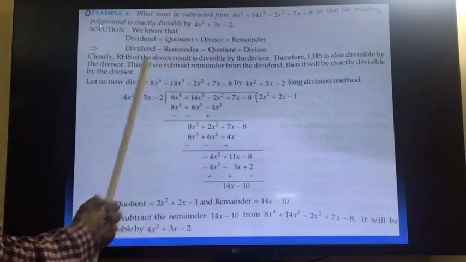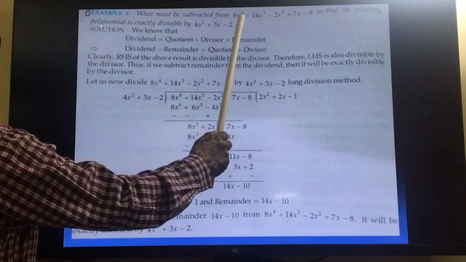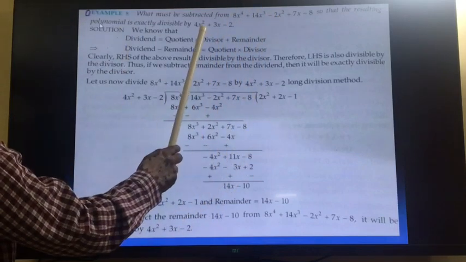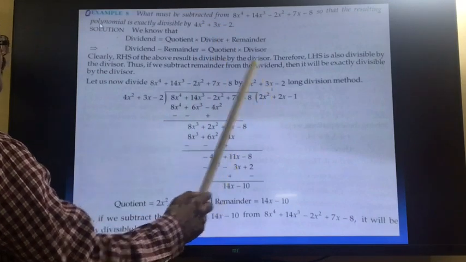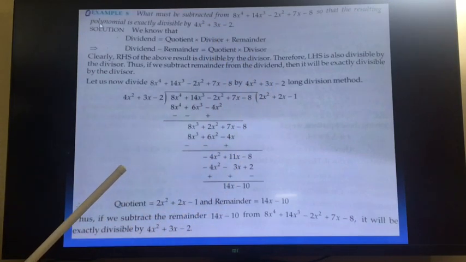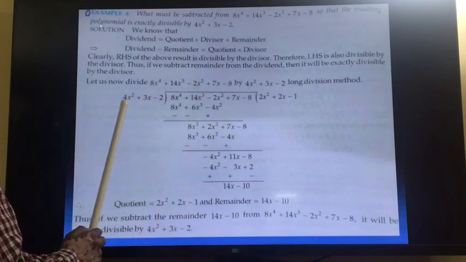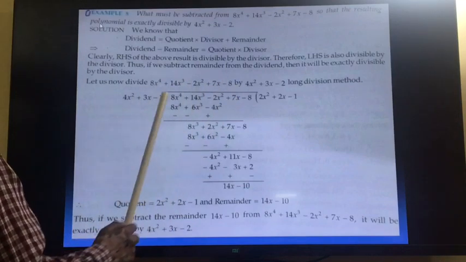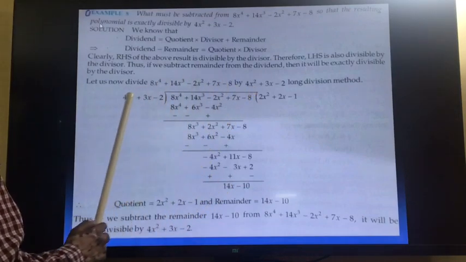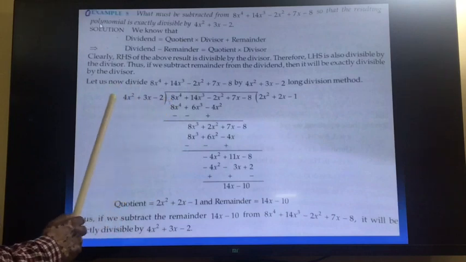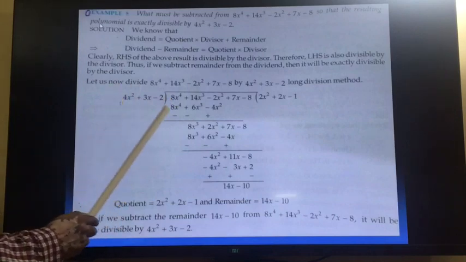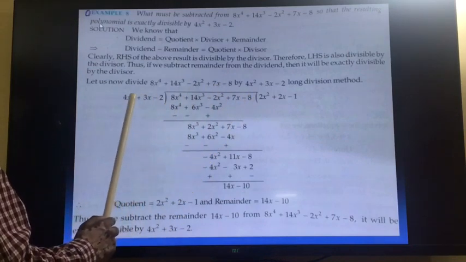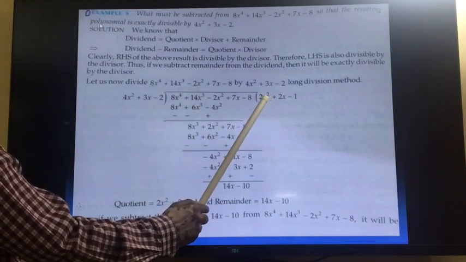Here the value of the polynomial is given, so it is the dividend, and 4x square plus 3x minus 2. By this we want to check that it should be properly divisible. So by this we will divide. So after dividing this, what is happening here? First of all you will see here what number you want, 8, but what is the number here? 4. So you want to get 8, so to get 8 you will multiply it by 2, and you see the power here 2, here you want power 4, so you will multiply it by x square.